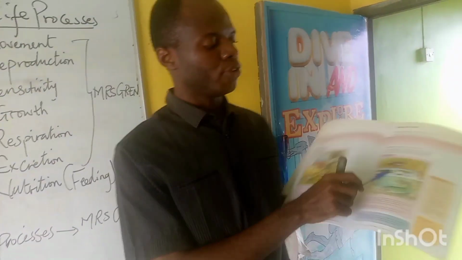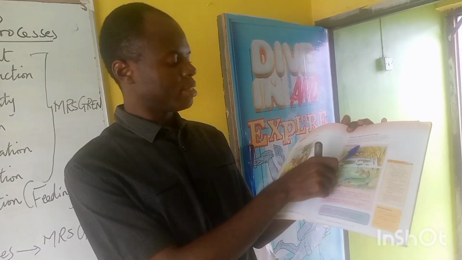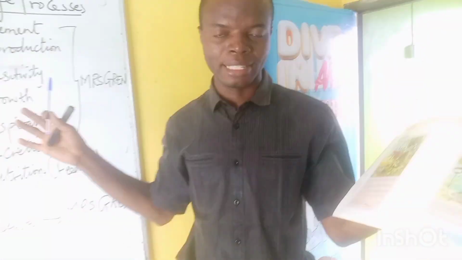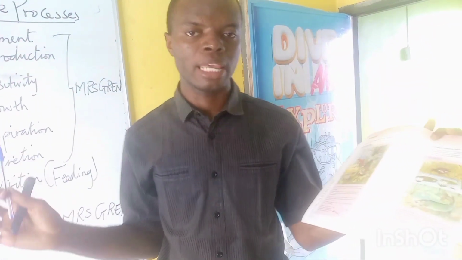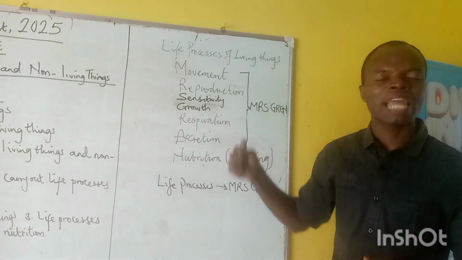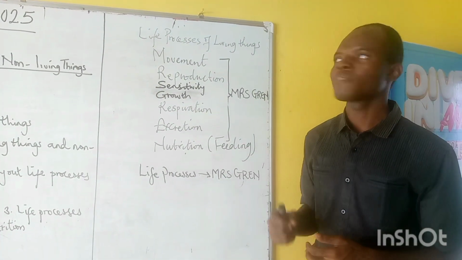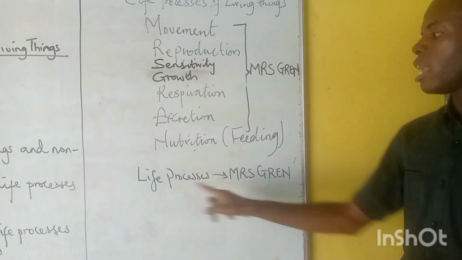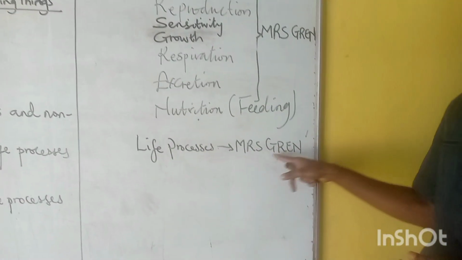Animals such as fish, birds, wolf, rabbits are living things. They have Mrs. GREN, the life processes, completely in them. Life processes are the characteristics or features seen in living things that make them what? Living.